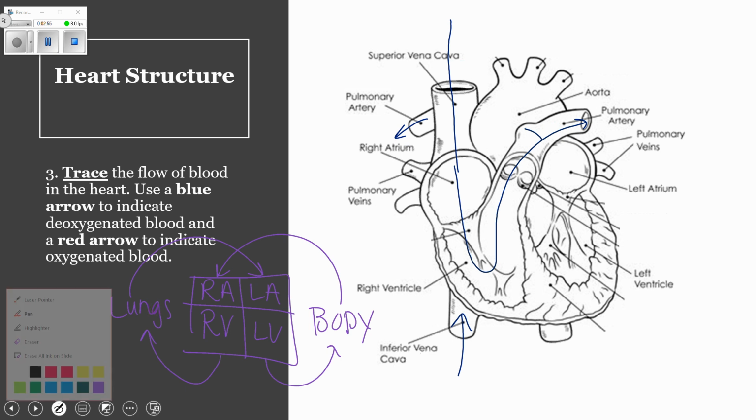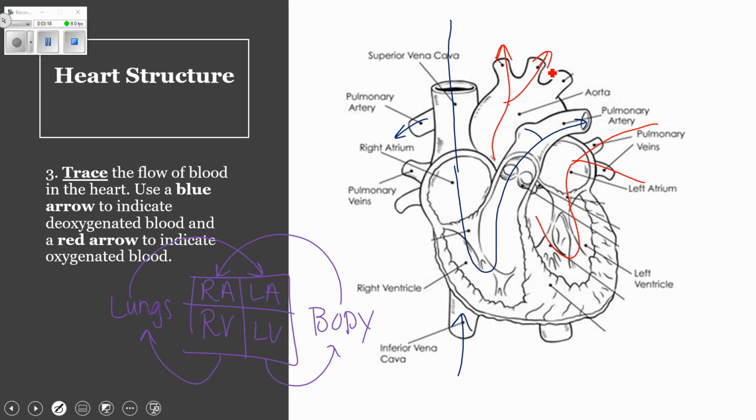The next example is going to be when there's oxygenated blood. Oxygenated blood is brought to the heart from the pulmonary veins. Note again, pulmonary veins are going to be an exception because they have oxygenated blood. It then goes through the left atrium, through the left ventricle, and then it's going to go to the aorta. From there, it's able to go to the rest of the body.